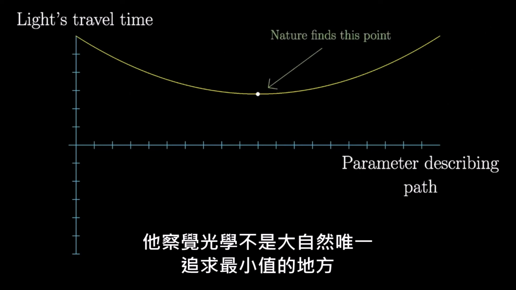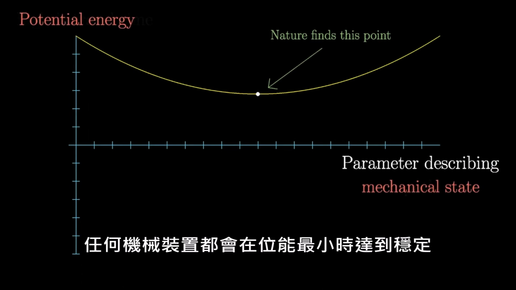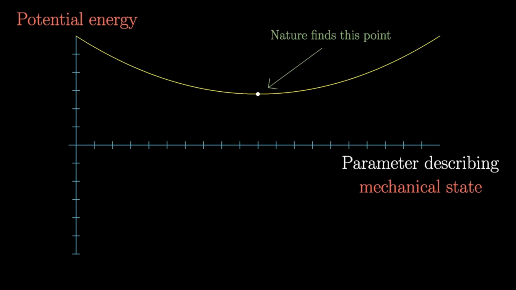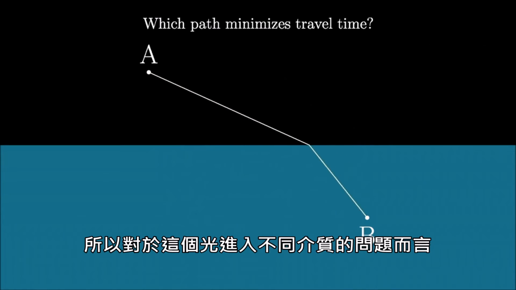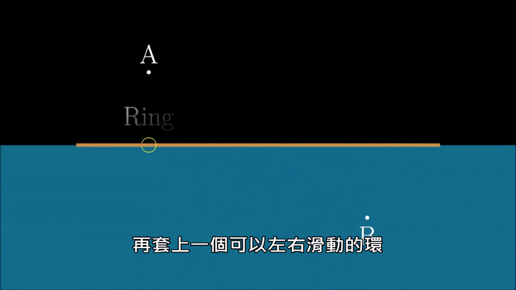He recognized that optics is not the only time that nature seeks out a minimum. It does so with energy as well. Any mechanical setup will stabilize when the potential energy is at a minimum. So for this light into media problem, he imagines putting a rod on the border between the air and the water, and placing a ring on the rod, which is free to slide left and right.